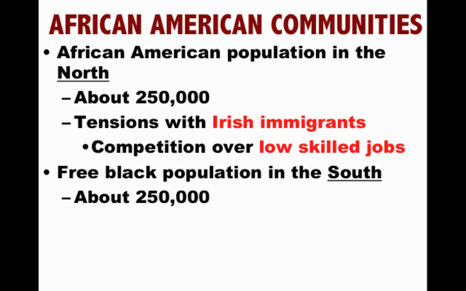A lot of people are surprised that there is a free black population in the South by 1860. It's also around 250,000 people. Many of these are African Americans who gained their freedom. Many are mulatto. They're of mixed race. Perhaps they had a white father who freed them.